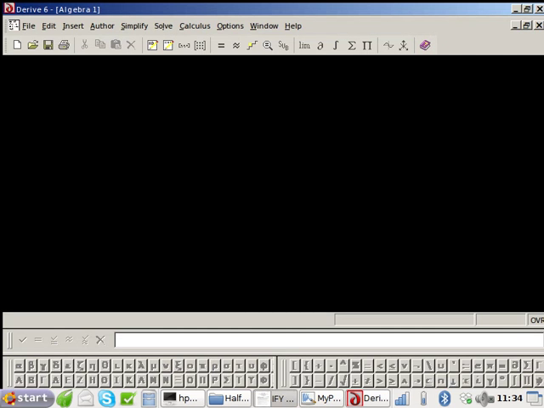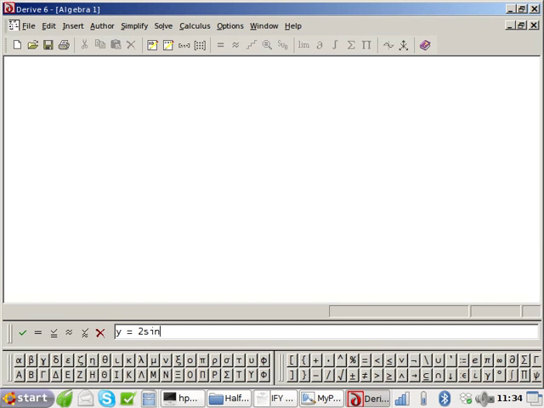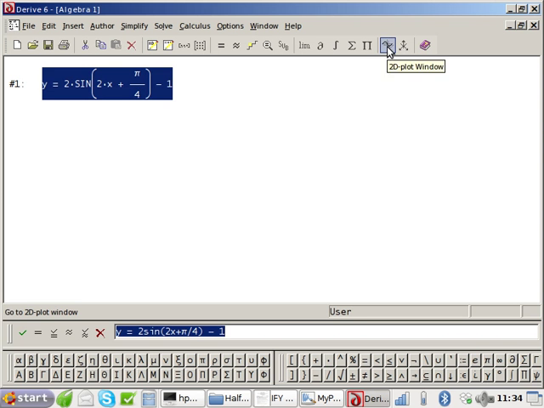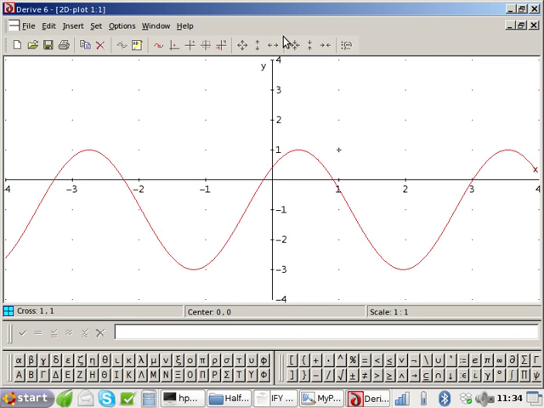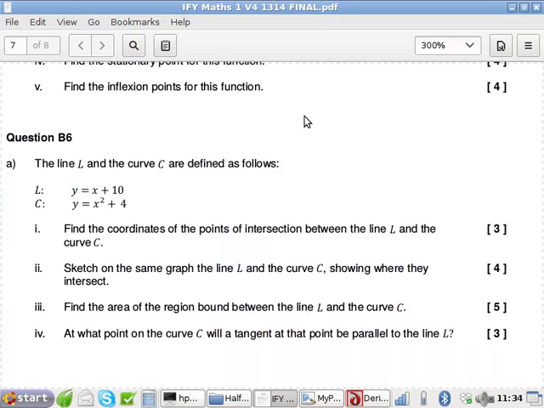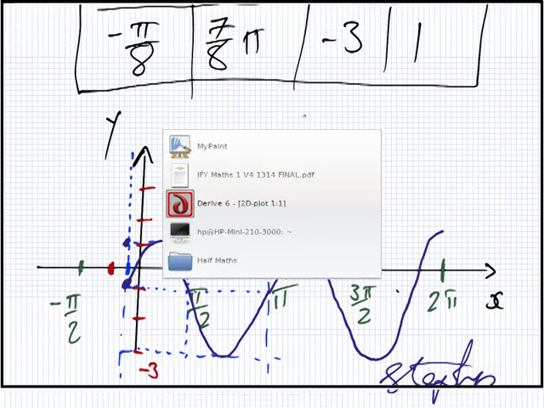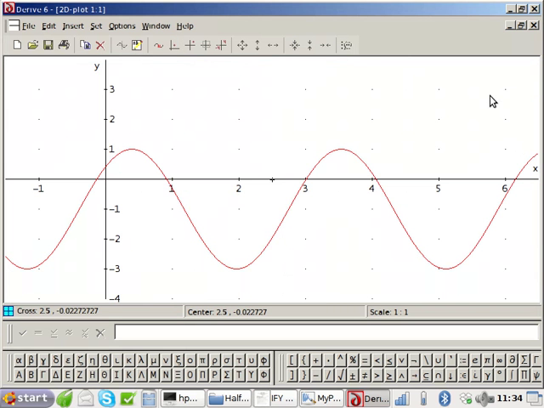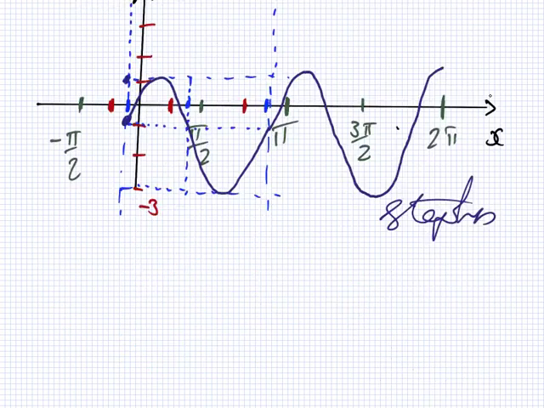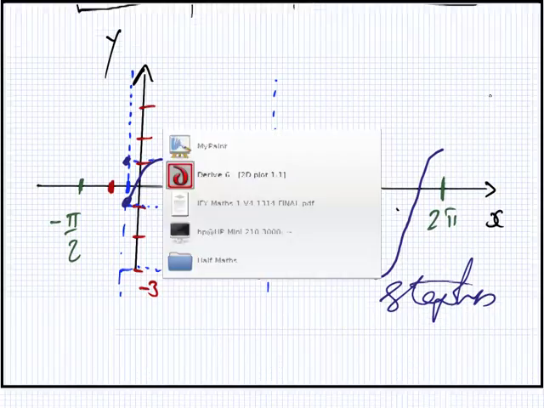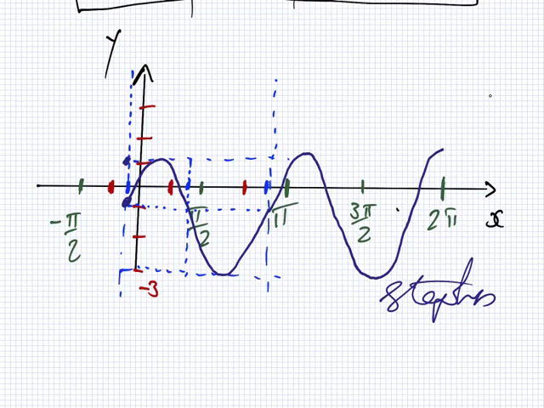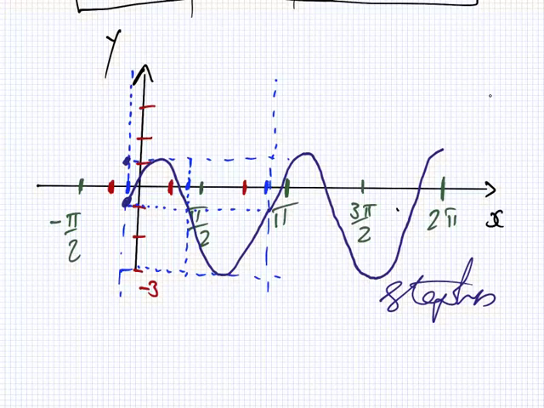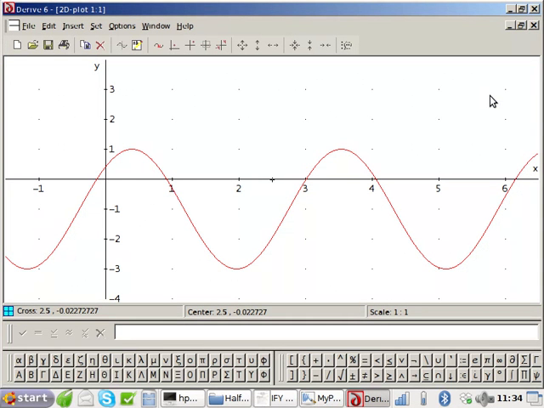Well, let me just type the formula in. What is it? Y equals 2 sine 2x plus pi/4 minus 1, yeah? This is it? Oh, it's exactly the same. Oh, sure. It is. Look at that. Spot the difference. I can't. Identical, right? Yes. Yeah. Okay.